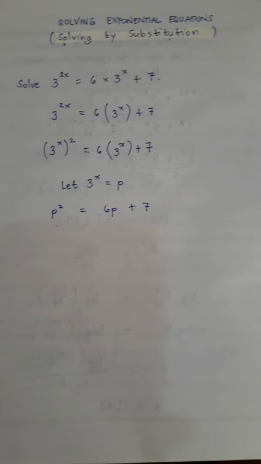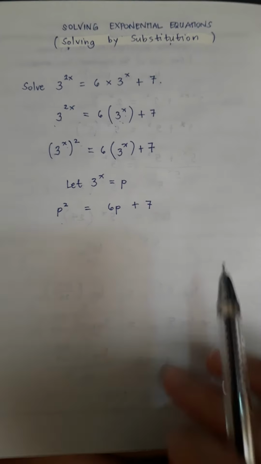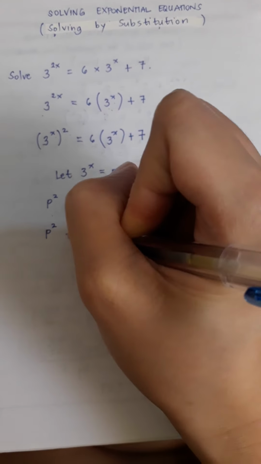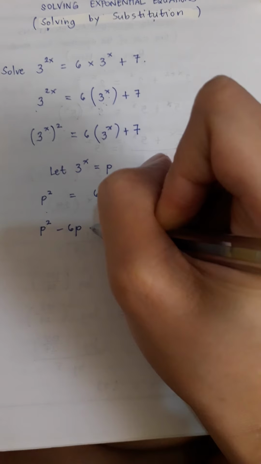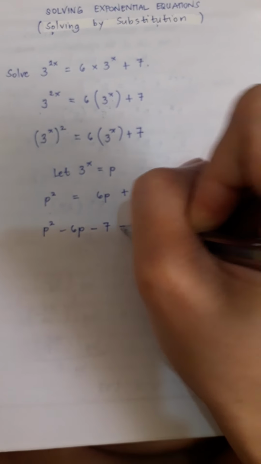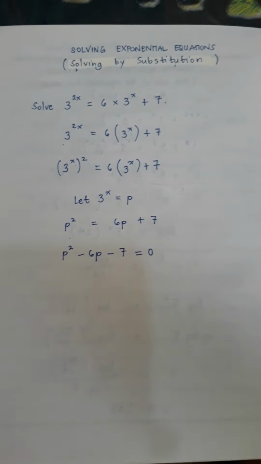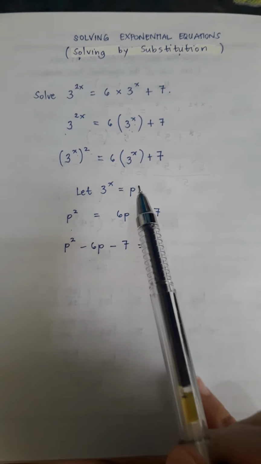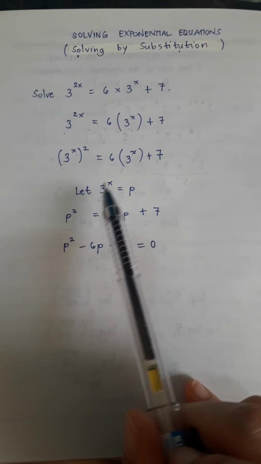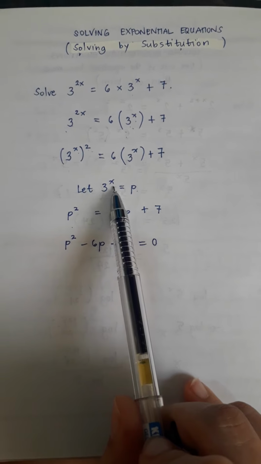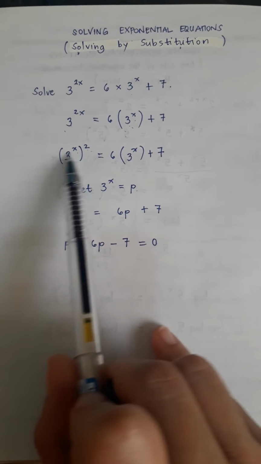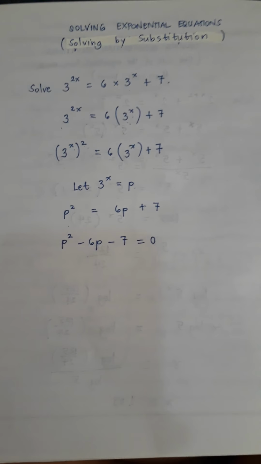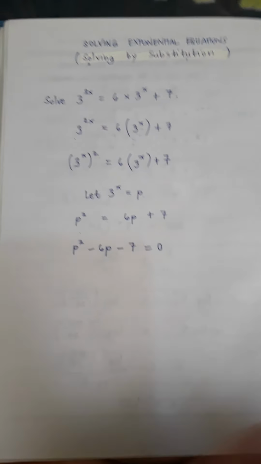And we know how to solve quadratic equations. We make one side 0. So, p squared minus 6p minus 7 equals 0. So, here is where the substitution happened. We substituted p for 3 to the power of x. That's why this equation became a quadratic equation in terms of p by substitution.